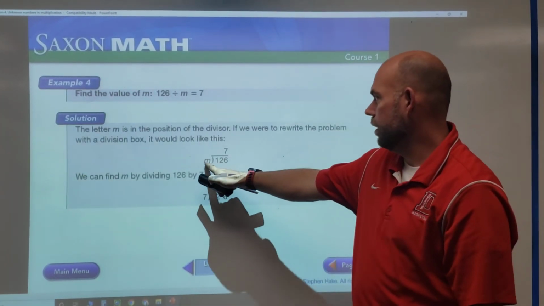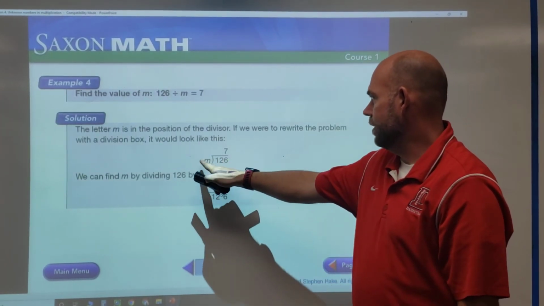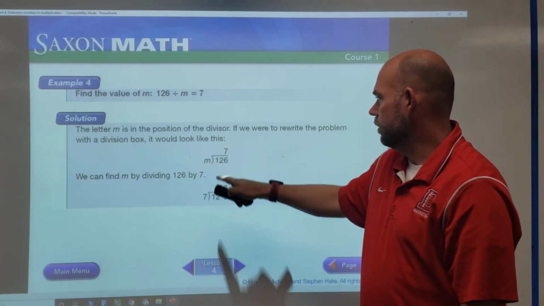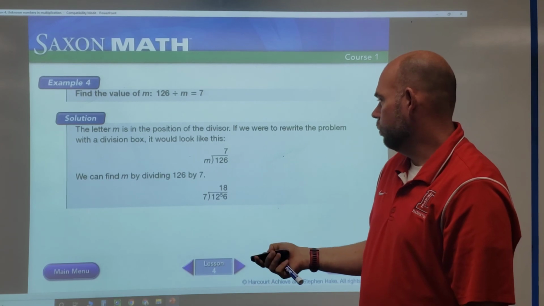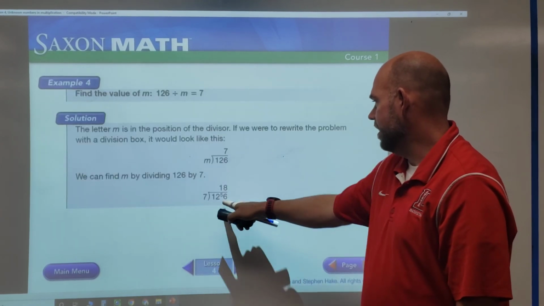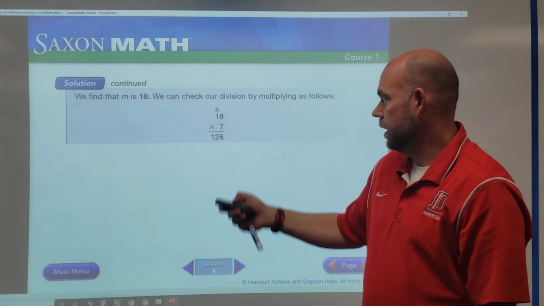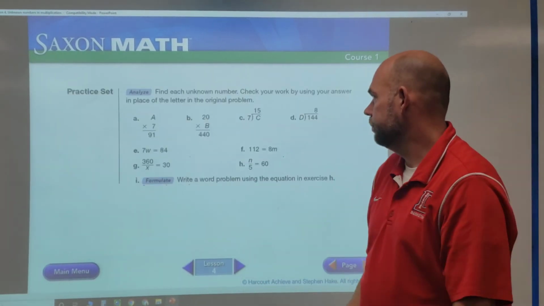So they're going to rewrite it like this. 126 divided by m equals 7. So 7 times what equals 126? So we just will divide 126 by 7, and we get 18. Okay, we can check our work. 18 times 7 equals 126. That's it.